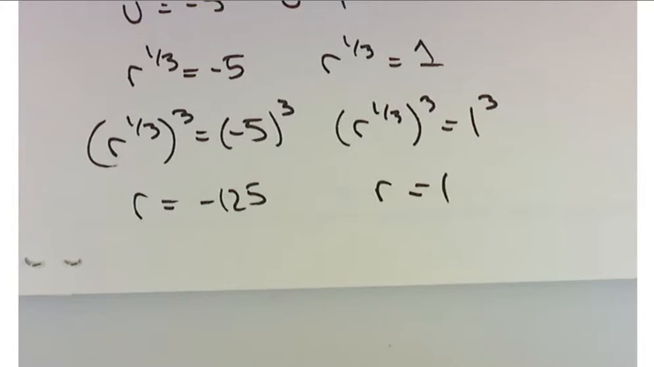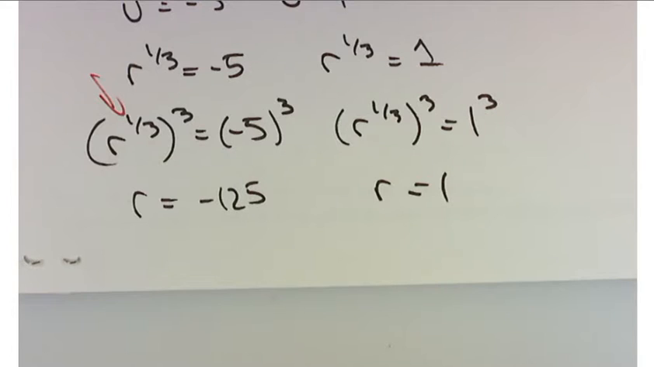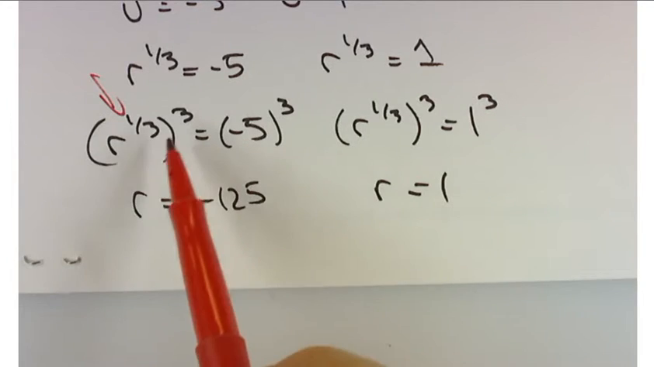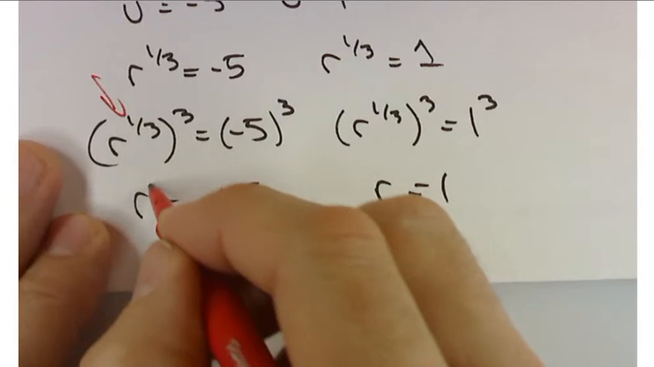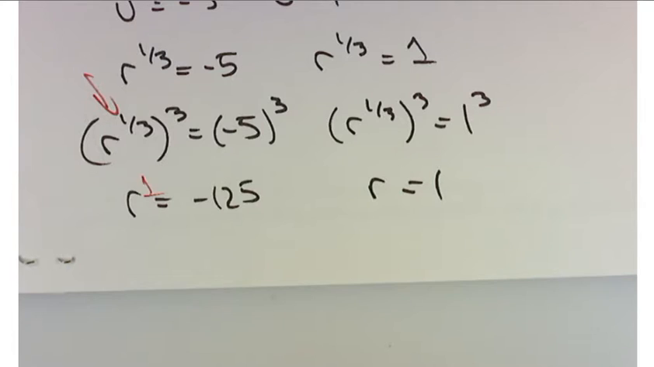Yeah, you're going to raise both sides to the reciprocal of this exponent. So that exponent is 1/3. Its reciprocal is 3. So if you cube that, you end up with 3 times 1/3. That gives you R to the first power, which is just r. So you've solved it in one step. It's kind of nice.